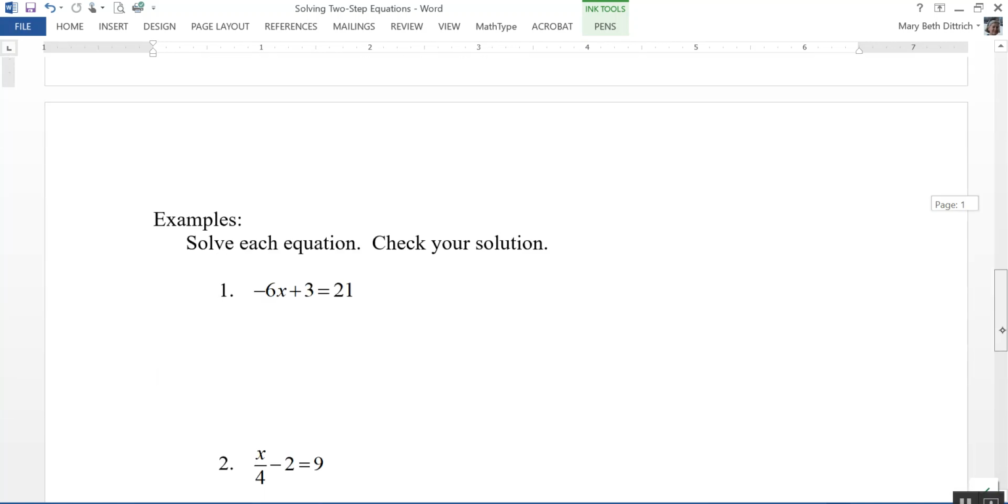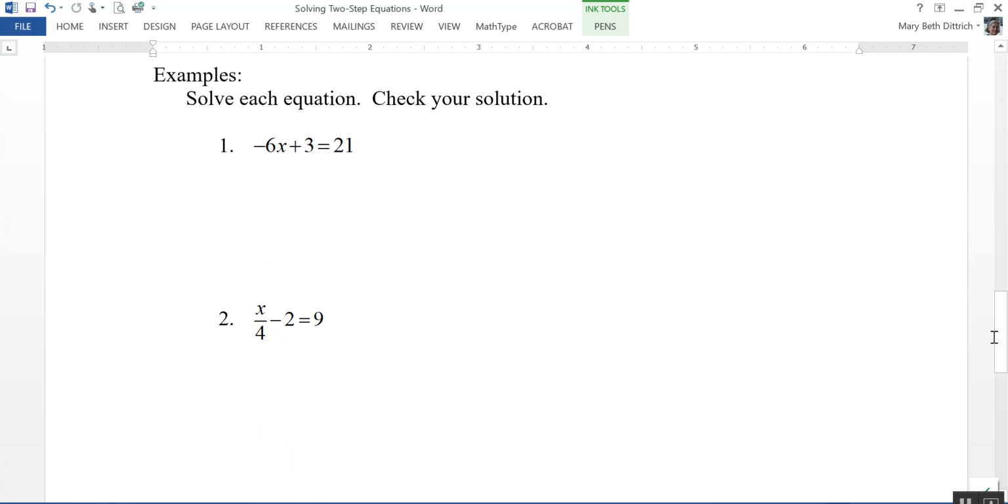So let's take a look at several examples here, and we're going to check our solutions. The first one is negative 6x plus 3 is equal to 21. So notice that x is being multiplied by negative 6, and then it's having 3 added to it. So undoing those backwards, I'm going to want to subtract 3 first on both sides. And remember, what you do to one side, you have to do to the other. Positive 3 minus 3 is 0. So that leaves me with a negative 6x to the left of the equal sign. And then 21 minus 3 is 18. And now I have a one-step equation.